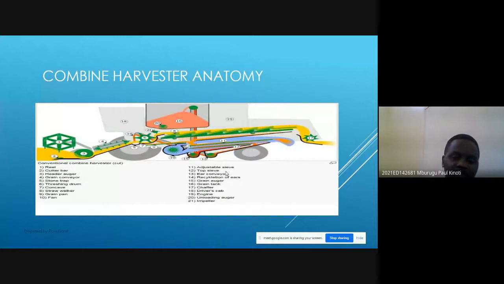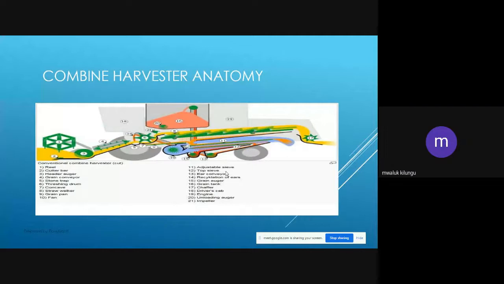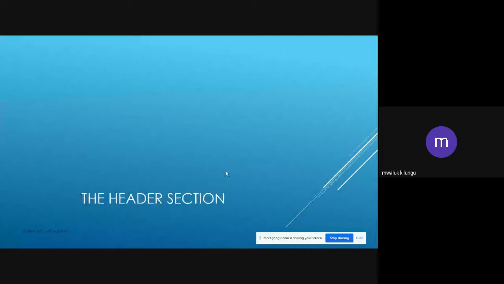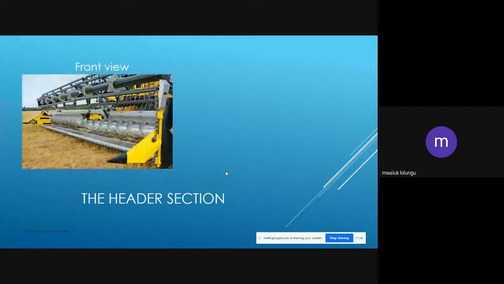So those are the major parts that we have there. We can see from part 1 all the way to part number 21. We have all of them named over there. We have gone through most the major parts, but we're going to look at them in details in the next slides. So I want us to go into details. I want us to look at the header section, which is the front part. But I'll ask some of you to identify the parts that you can see in that picture we have in that slide.